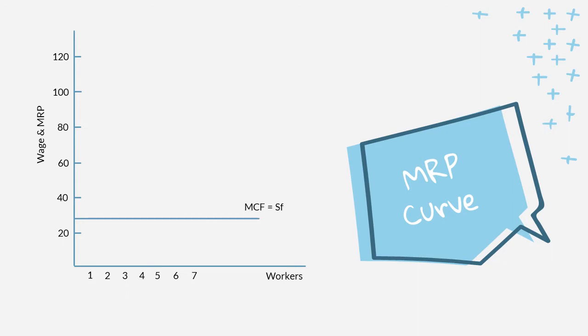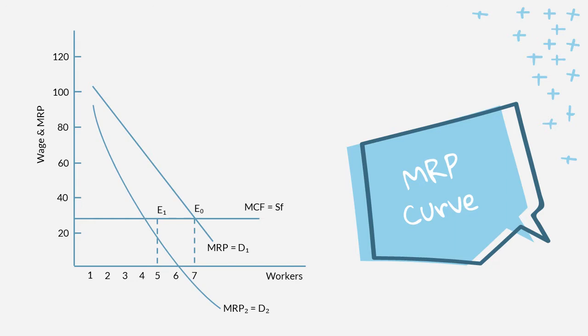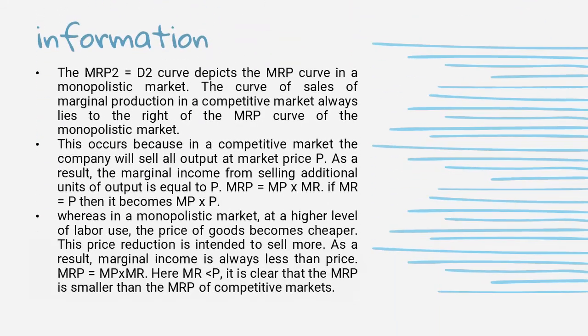Marginal revenue product curve of monopolistic market and competitive market. This is the picture. Marginal revenue product of monopolistic is lower than marginal revenue product of competitive market. The curve of MRP2 depicts the MRP curve in a monopolistic market. The MRP curve in a competitive market always lies to the right of the MRP curve of the monopolistic market. This occurs because in a competitive market, the company will sell all output at market price P. As a result, the marginal income from selling additional units of output is equal to P. Then, the MRP formula is marginal product times marginal revenue. If marginal revenue equals P, then it becomes marginal product times price.